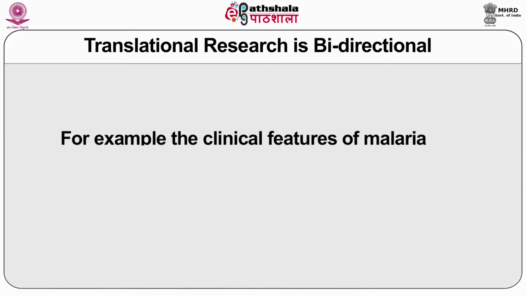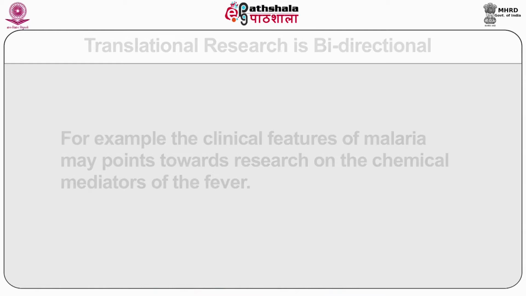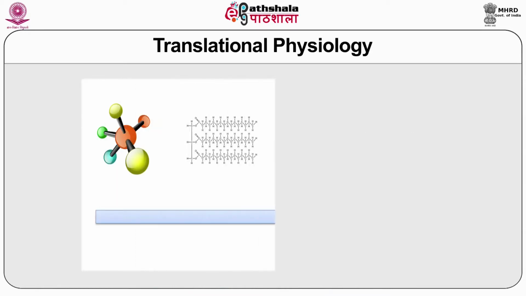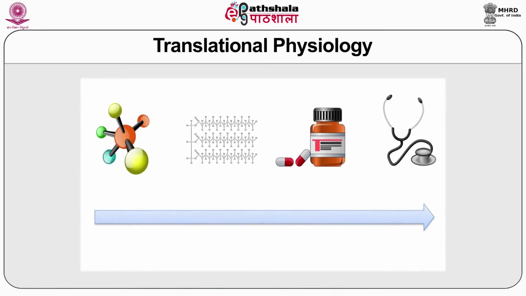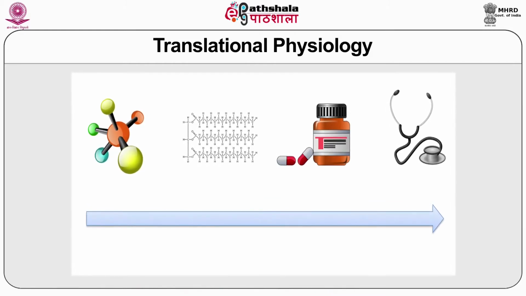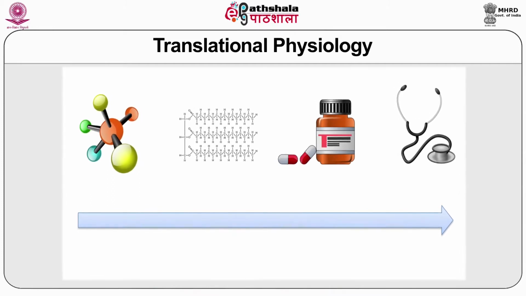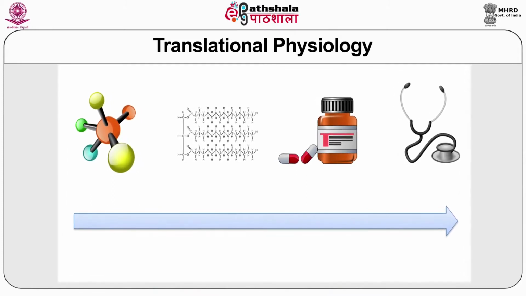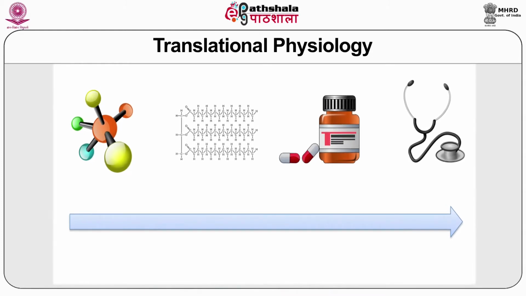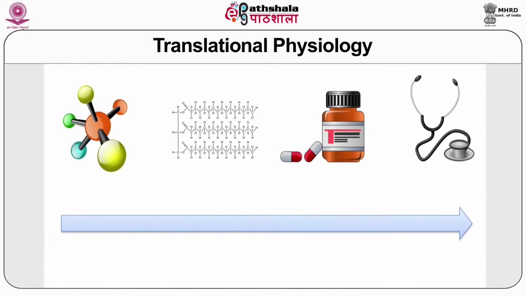For example, the clinical features of malaria may point towards research on the chemical mediators of the fever. The drug discovery involves fundamental research in deciphering the structure and function of the molecule. It can be used to induce physiological effects in vitro and in vivo. The results of such research can also be used as drug to prevent the diseases.